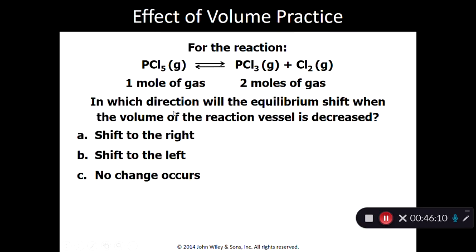So in which direction will the equilibrium shift when the volume of reaction vessel is decreased? Reaction container, we are going to make a smaller one. So system is smart, system is intelligent, system prefers to make fewer moles of gases. It's going to make PCl5, shift to the left.